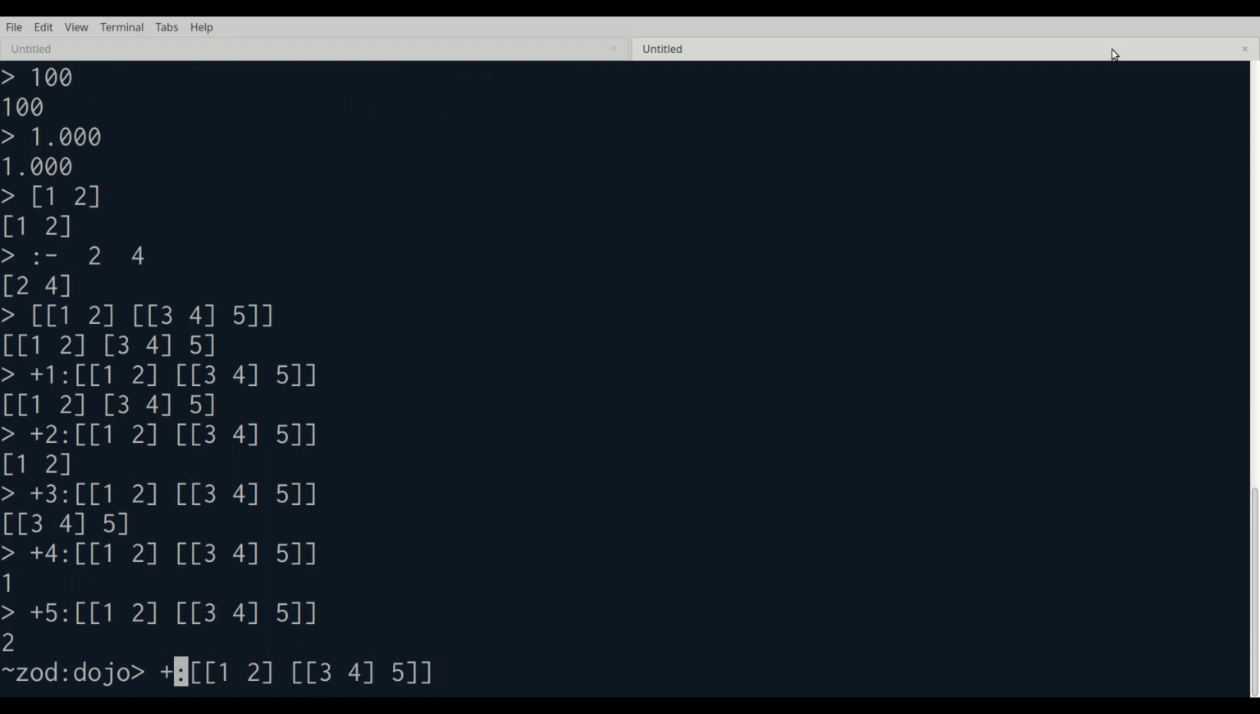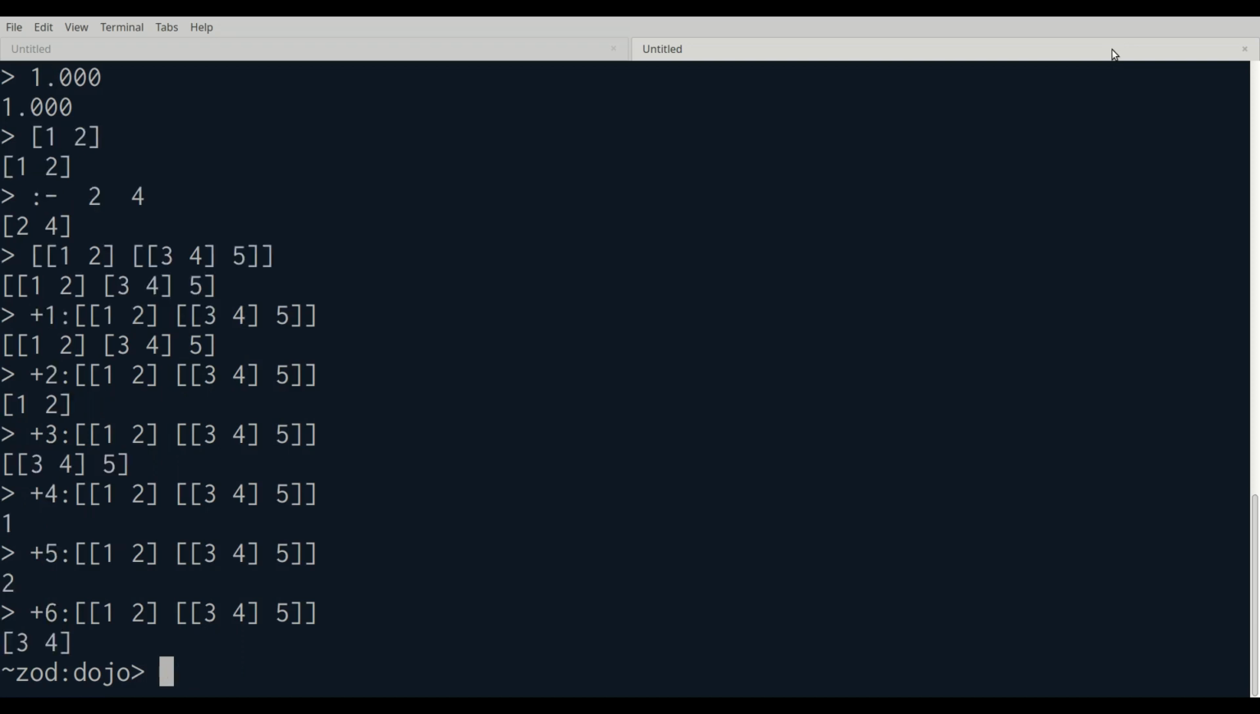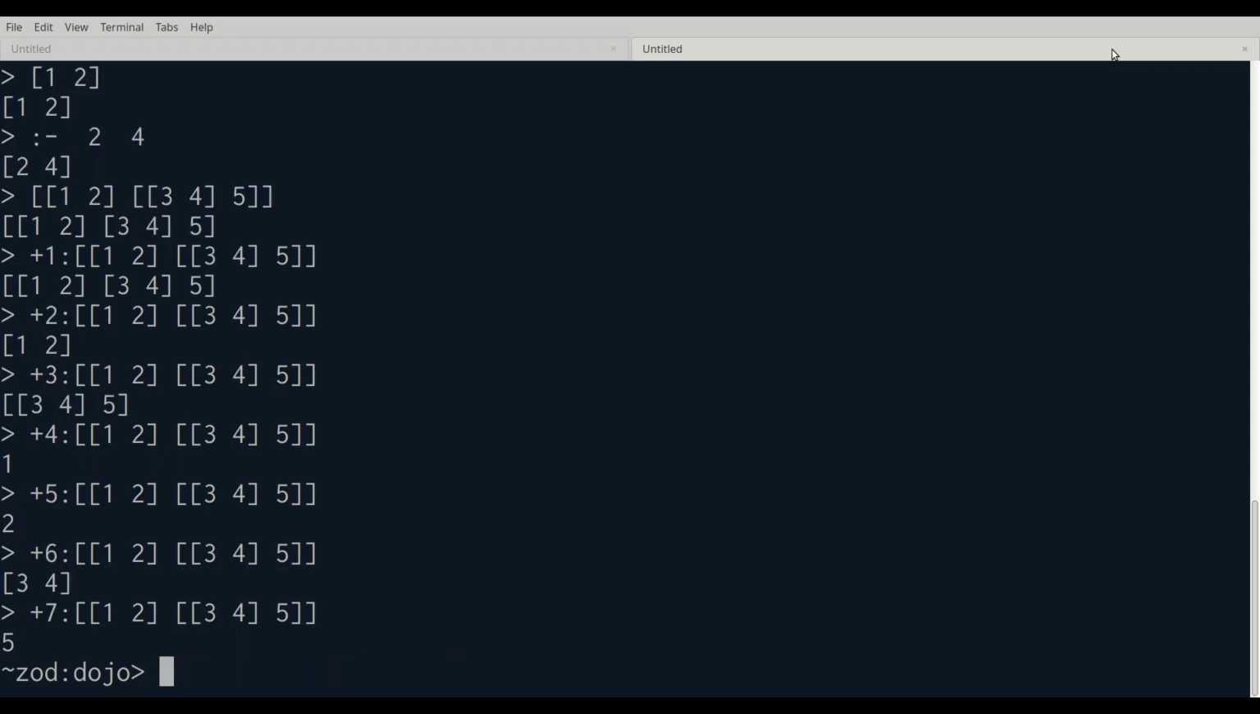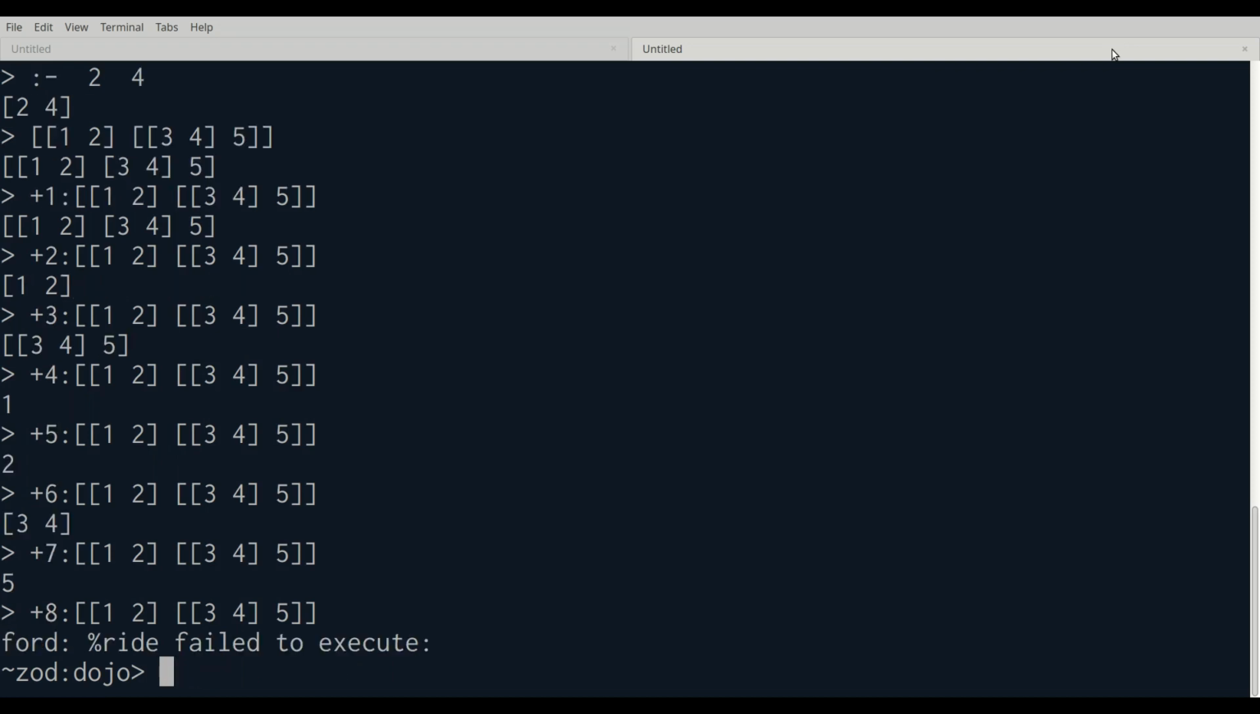Now, if I do 6, what do you expect to get back? You said the cell of 3 and 4. Good job. If you didn't, that's all right too. Just keep thinking about this stuff. So 5, and here's 7. Now we've reached the point where we said that things got a little bit different. If I do plus 8 here, we actually get an error, because there is actually nothing at address 8.